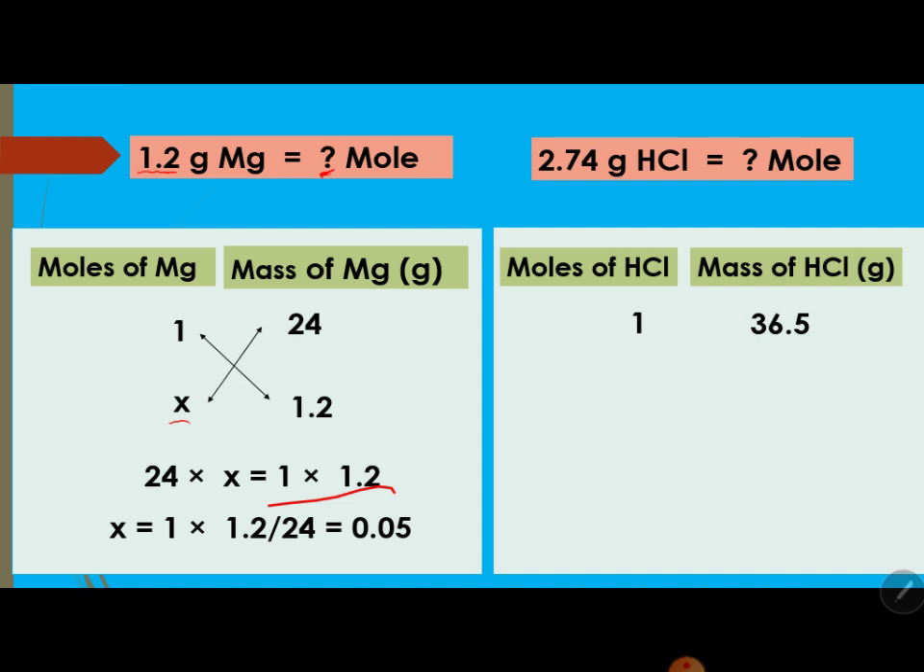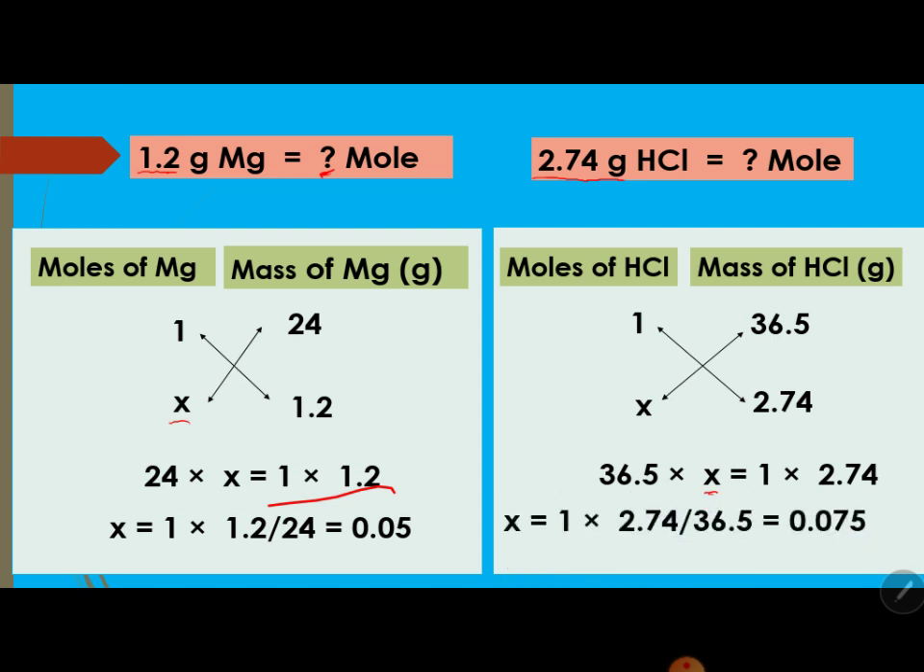Now for the second line, we will pick the values from the data. Moles of HCl are unknown. We will write X in the first column, and the given quantity of HCl is 2.74 grams, so we will write 2.74 in the second column. We can find the value of X by cross multiplication. We will multiply X with 36.5 and 1 with 2.74, and we will put the sign of is equal to in between. We can find the value of X by dividing this factor with 36.5. Answer is 0.075.